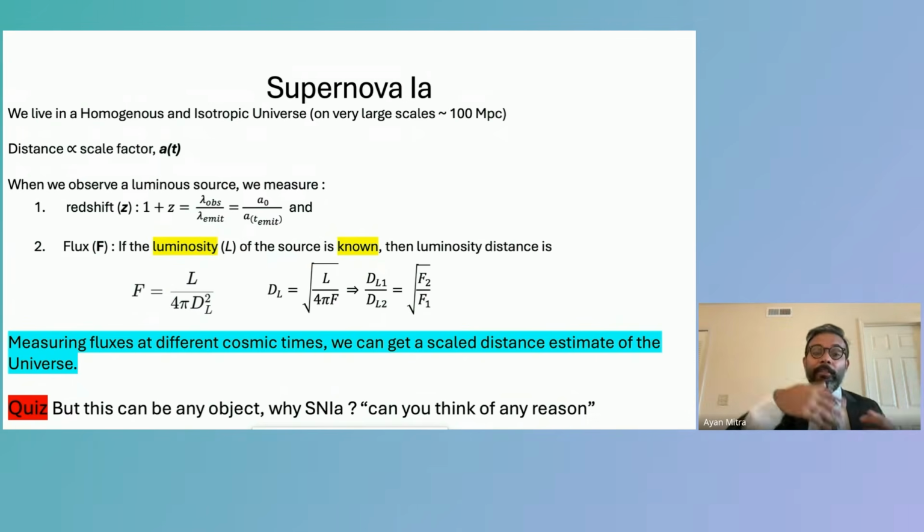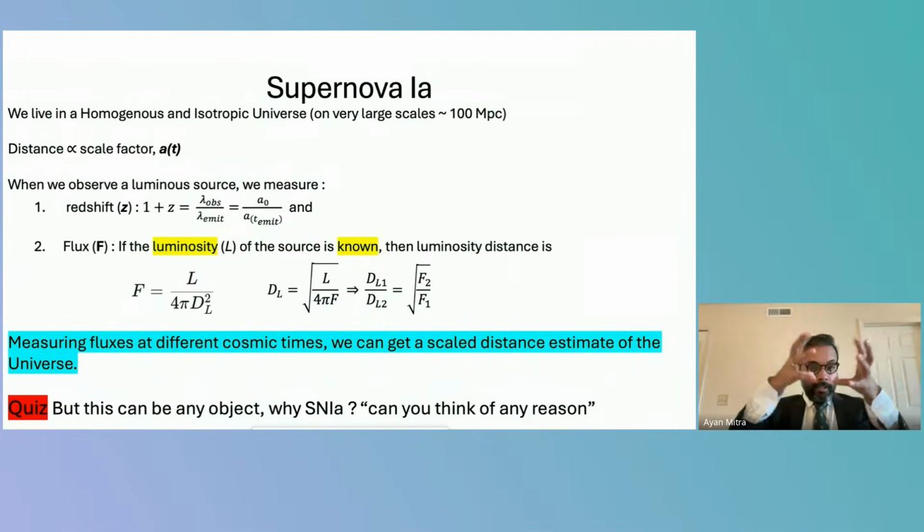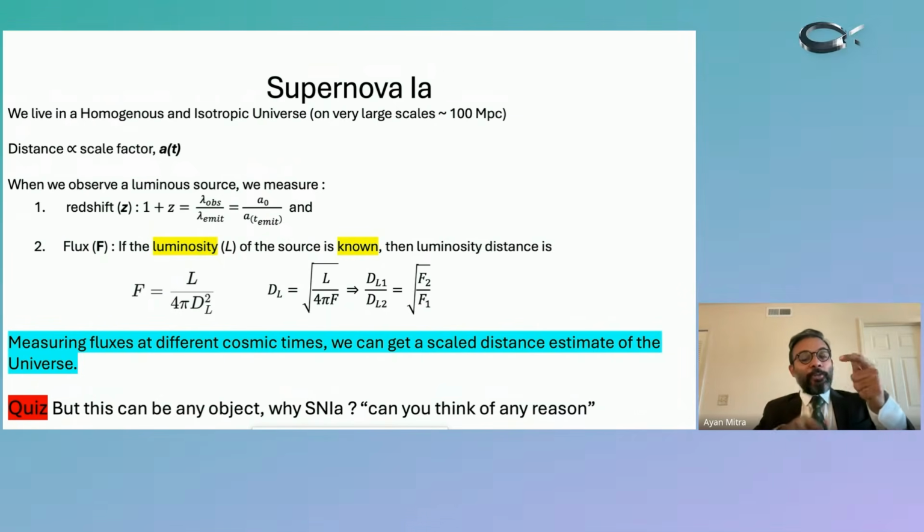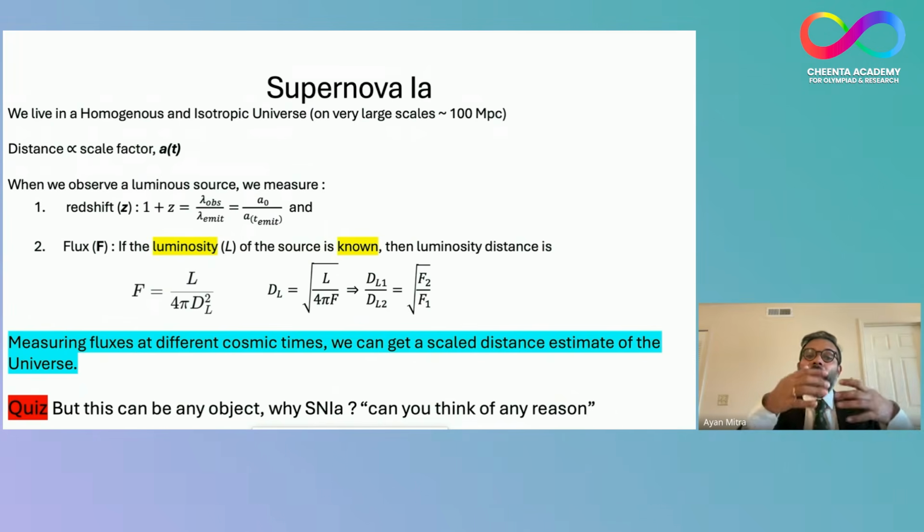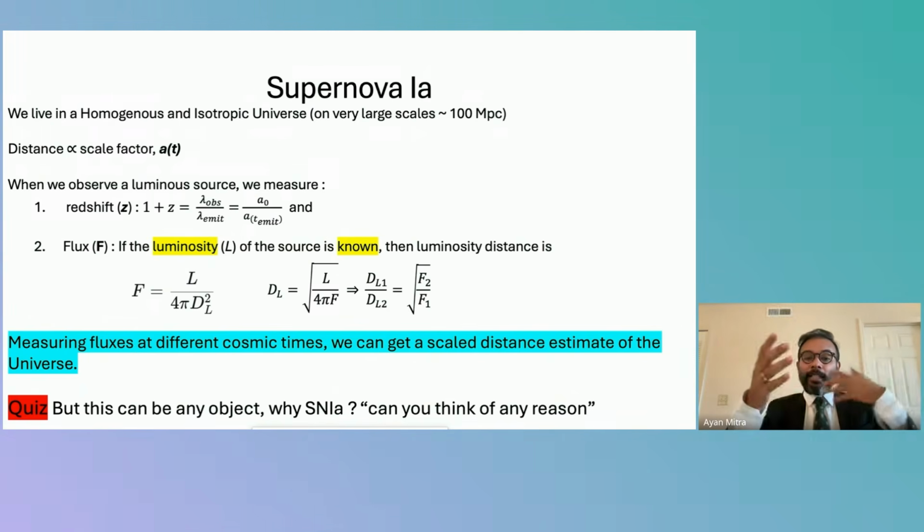So imagine if in between your nights of observation, the universe has expanded or shrunk, that will be reflected in that ratio of the distance. So you can get an idea of how fast the universe is expanding, or not expanding, or decelerating, just by measuring the flux with a very simple mathematical relation, right? So, like I said, by measuring fluxes at different cosmic times, we can get a scaled distance estimate of the universe. This is huge, profound.